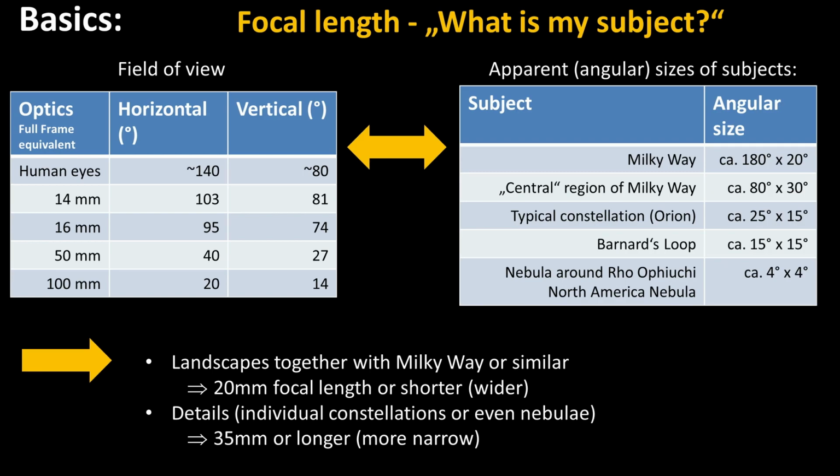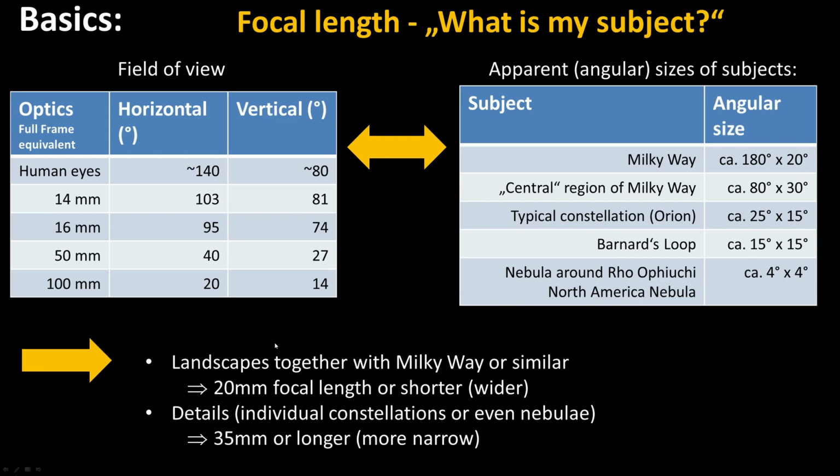And if you want to take pictures of small nebulae, for example around Rho Ophiuchi or the North America Nebula, those are much smaller. Typically the larger ones are like 5 by 5 degrees. And for those, a 100 millimeter focal length is already rather large, but you could still see those objects in there. A 200 or 400 millimeter lens would probably be better.